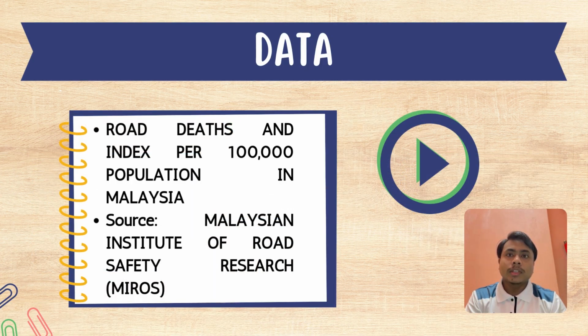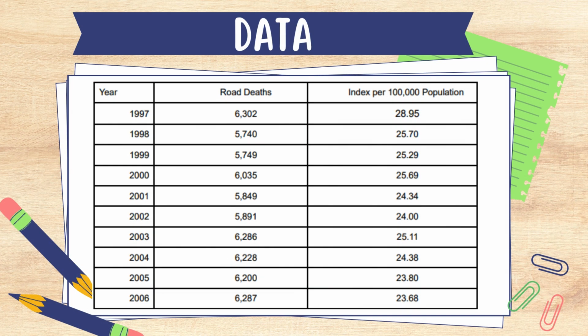This slide shows the data used in this study, which focus on the relationship between road death and index per 100,000 population in Malaysia. All data presented in this study were obtained from the Malaysian Institute of Road Safety Research, MIROS.